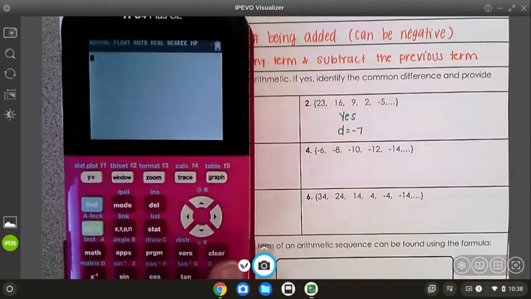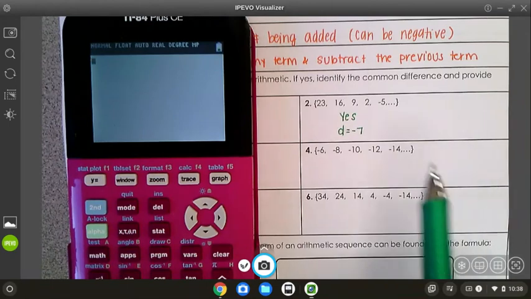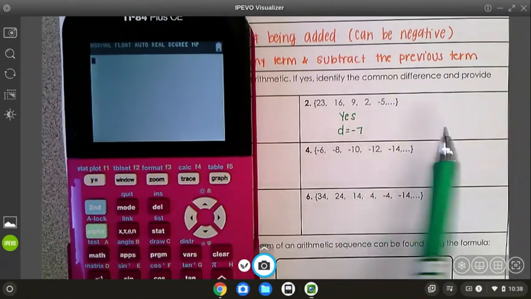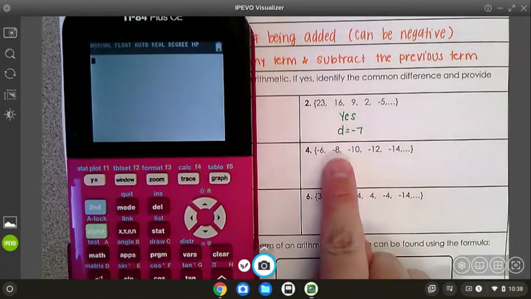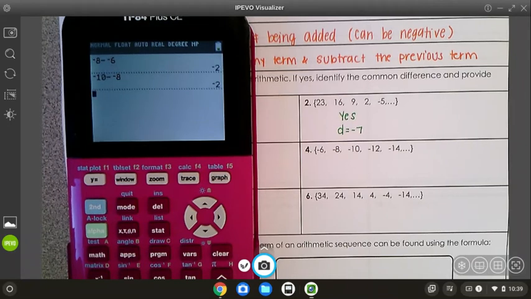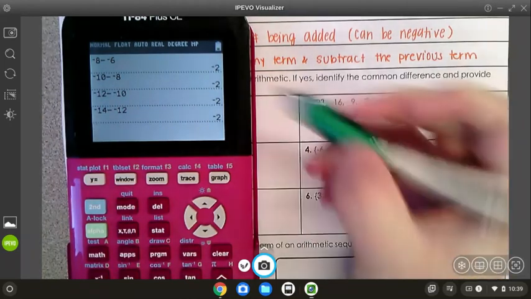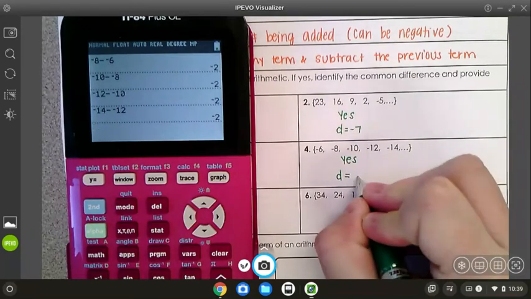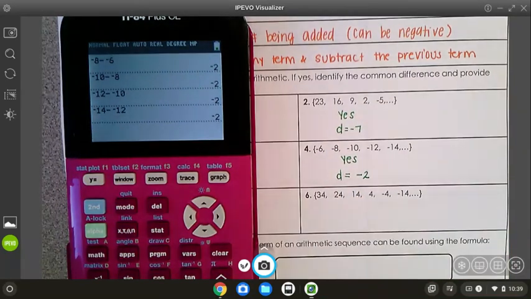Number 4. I got some negatives, so let's just use our calculator. Take one term and subtract the previous one. Negative 8 minus negative 6, negative 10 minus negative 8, negative 12 minus negative 10, negative 14 minus negative 12. And yes, all of those numbers are the same. That's what makes it a yes. And so my difference is negative 2.